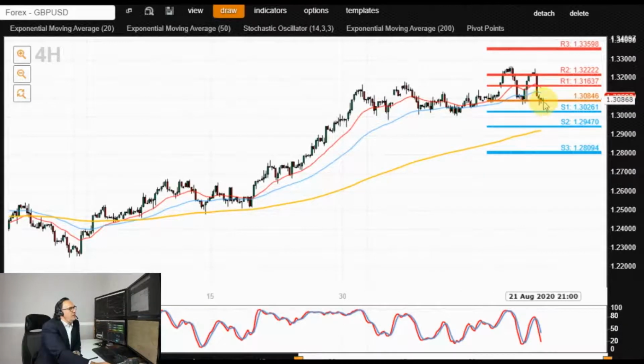Alternatively, if we see a dip lower and a loss of 1.30, that would negate the bullish outlook, potentially opening the way for an extension to the downside and a retest of additional support towards 1.2947, 1.29, 1.28.